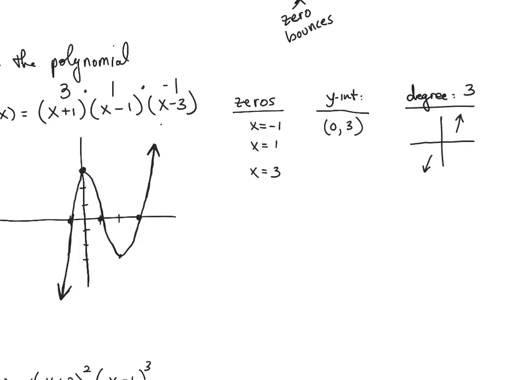And that's really how it's done. You find the zeros with their multiplicity to determine if the x-intercept crosses or bounces. You find the y-intercept, then you determine the degree, and then figure out how those two ends line up or meet up.